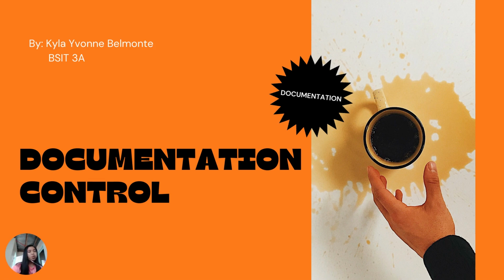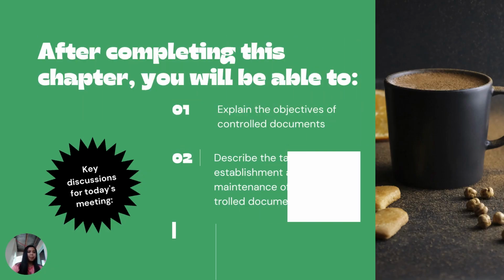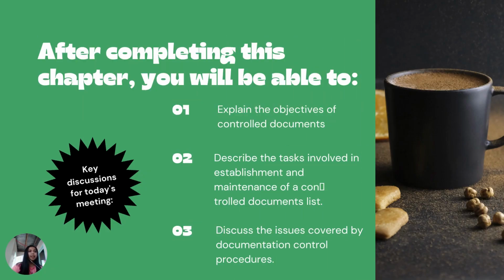So one type of control document is the quality records. Its aim is mainly to provide evidence that the development and maintenance processes were performed in conformity to requirements and that the software quality system is operating fully and effectively. So after completing this chapter, you will be able to explain the objectives of control documents, describe the tasks involved in establishment and maintenance of control documents, and lastly, discuss the issues covered by documentation control procedures.